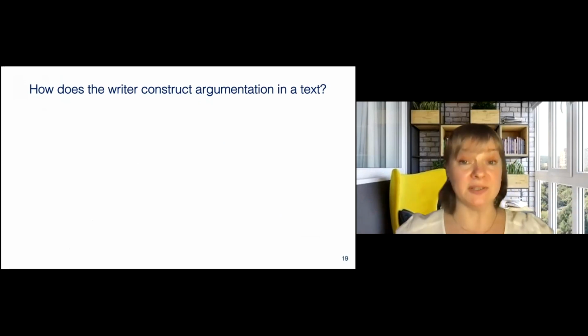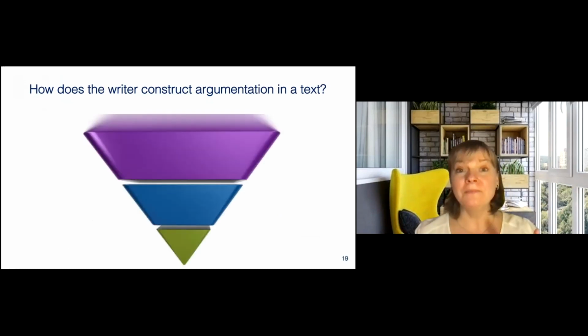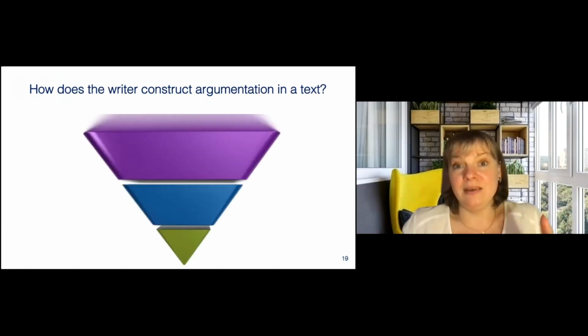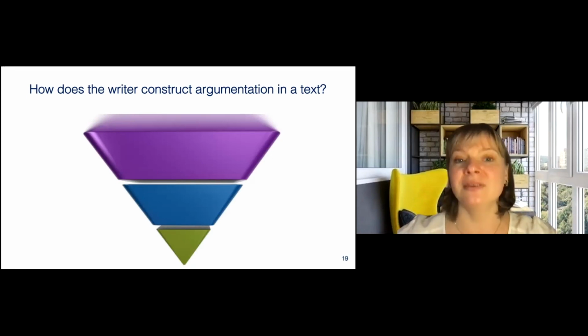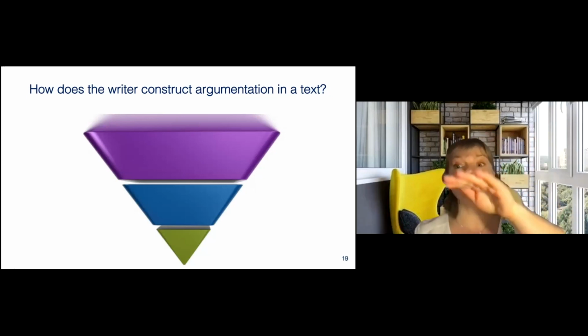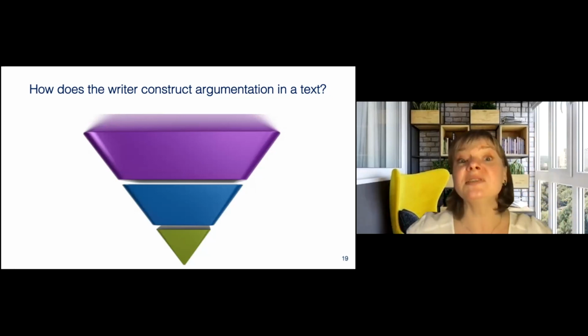And now we are going to switch from a reader's point of view, the reader's focus, to the writer's focus: how the writer constructs argumentation in a text. When we look at the argumentation or at the process of writing a text or compiling any kind of presentation from the author's point of view, we can visualize it in the form of the same pyramid, but in a reversed way. What do we start from?